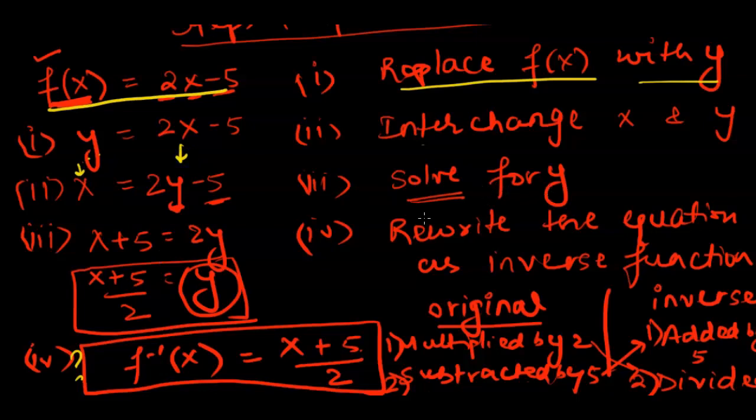Third step is to solve for y. Then we isolate y. So leave y on one side and move everything attached to y to the other side. We get (x + 5)/2. And we get the equation in terms of x for y. Then the fourth step is to rewrite the equation as an inverse function. Because we started with f(x), we would finish with f inverse of x = x + 5 by 2.